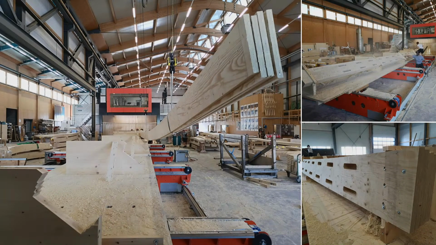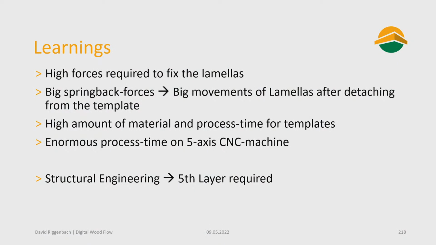The same process: milling the template on the CNC table, pre-milled lamellas, bending on this template, milling the dowels. The problem, of course, was the same as with the first mock-up. And the learnings we had, of course, were the high forces required to fix the lamellas, caused by the big spring-back movement, spring-back forces.